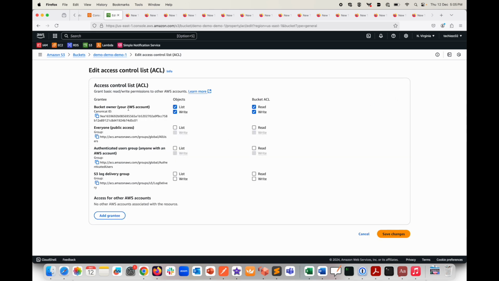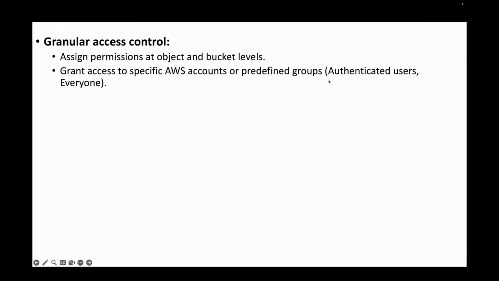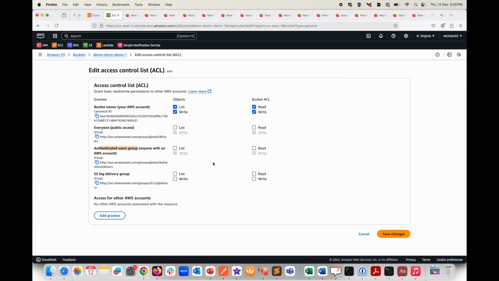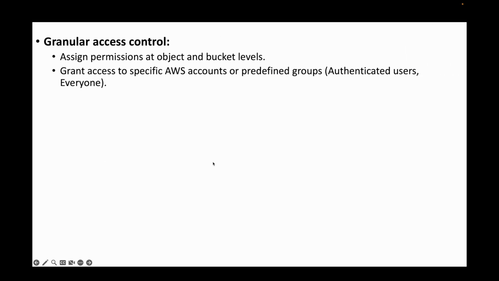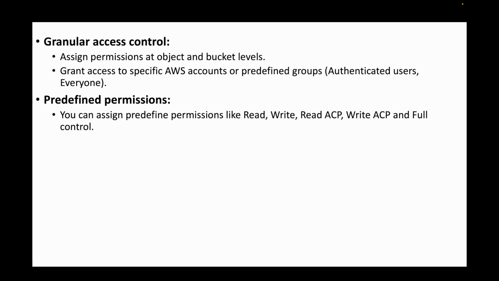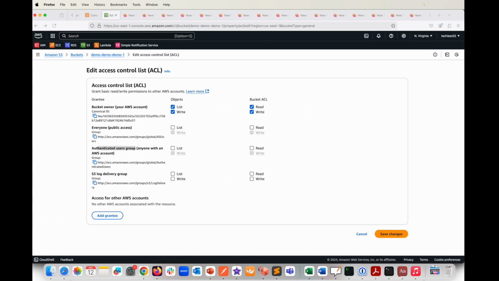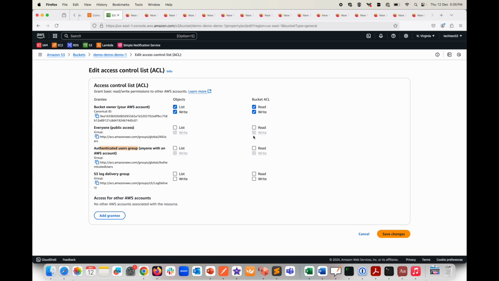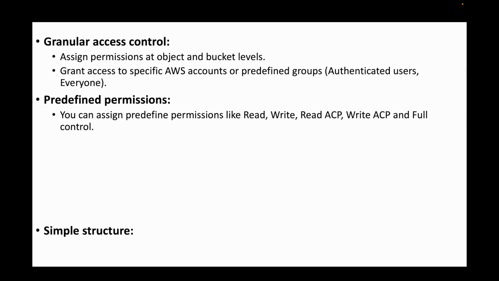By default, the bucket owner, which is me, will have full access to this. Now you have the option of giving access to other people. You have the option of giving access to authenticated user groups, or everyone, or very specific access. You can control all those things. Then you can have predefined permissions. You can assign these predefined permissions like read, write, read ACP, write ACP, and full control. Here you can see we have the predefined permissions: read access, write access, list access. These are the predefined permissions.